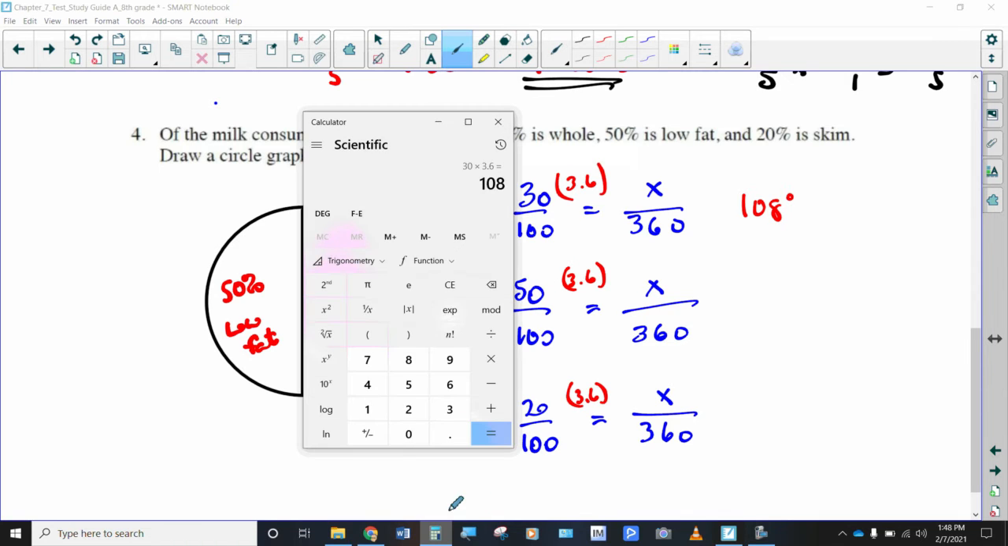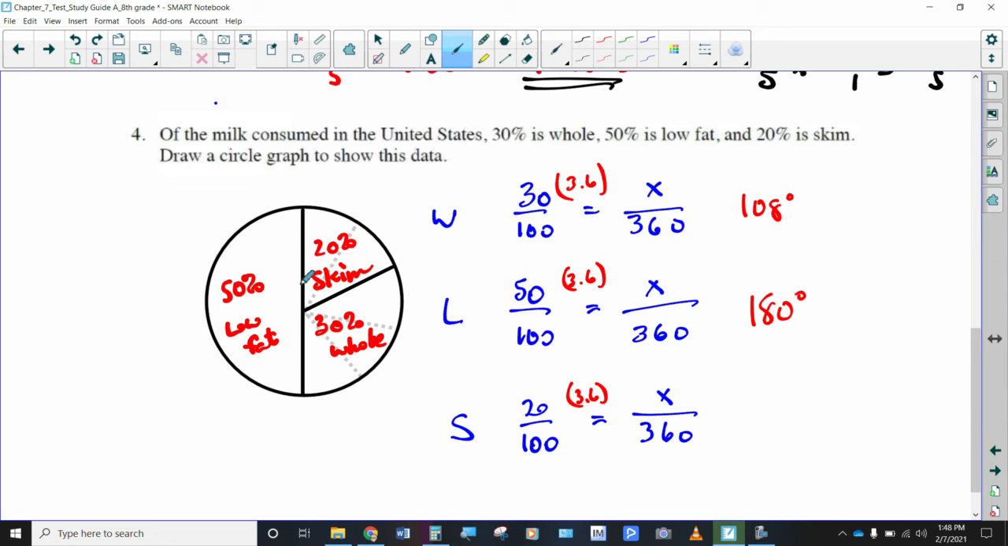50 times 3.6, that's going to be 180. And that's right, 180 degrees is a straight line. And then 20 times 3.6 is going to be 72 degrees. And so this would be a 72-degree angle. So you could do it like that.